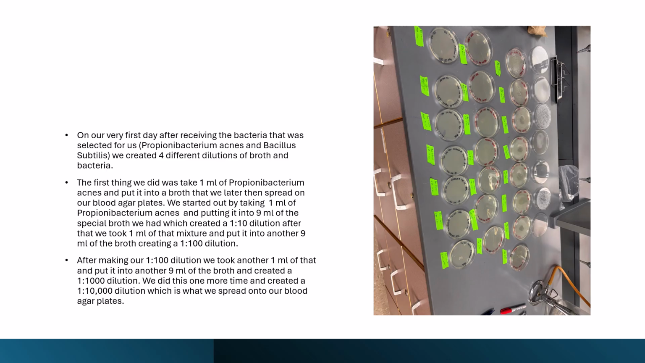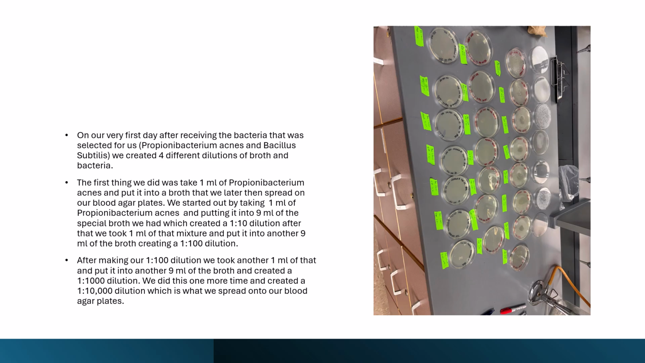So now we can actually get into the first day of experiments. On our first day of experiments, after receiving the bacterium that was selected for us, we created 4 different dilutions of broth and bacteria. The first thing we did was take 1 microliter of Propionibacterium acnes and put it into a broth that we later spread on our blood agar plates. So we took that 1 microliter of Propionibacterium acnes and put it into 9 microliters of the special broth, which then created a 1 in 10 dilution.